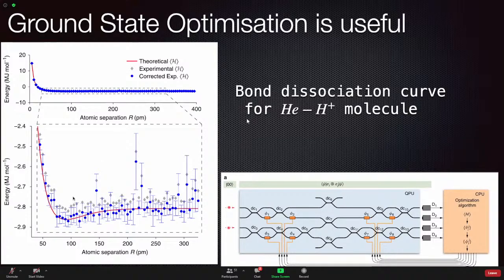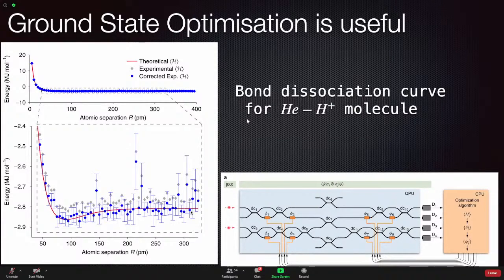And because this is a small enough molecule, there is a quantum chemistry calculation sitting there, which is this red line. And then there is the experimental value, which comes out of a photonic quantum computer. Jeremy O'Brien is part of this work, and there is a photonic quantum computer here, which is actually doing the experiment. The corrected experiment is the blue dots, and you can see the blue dots track quite clearly the theoretical value underneath.